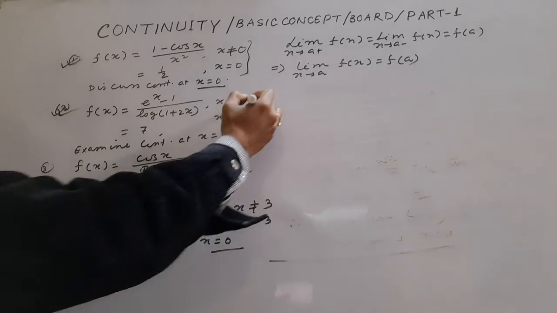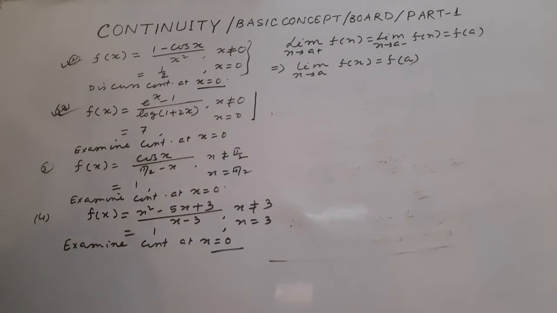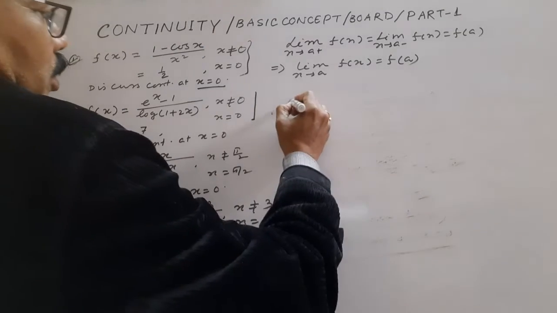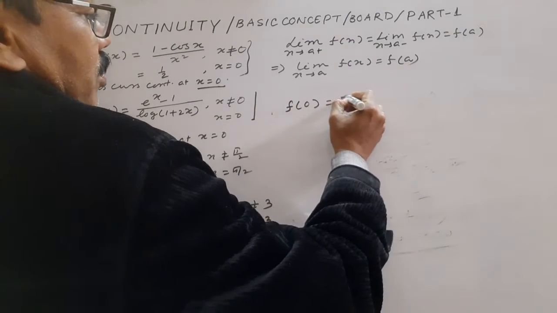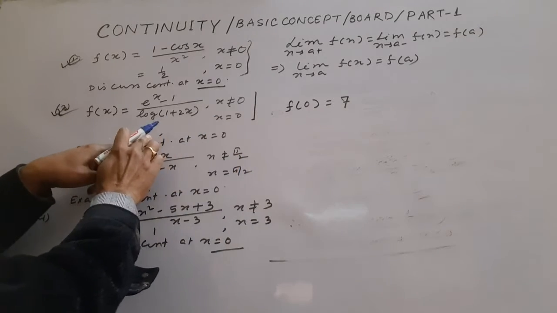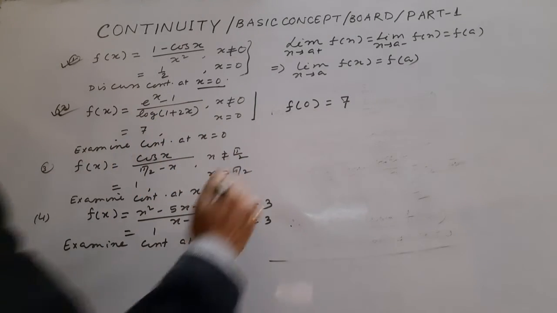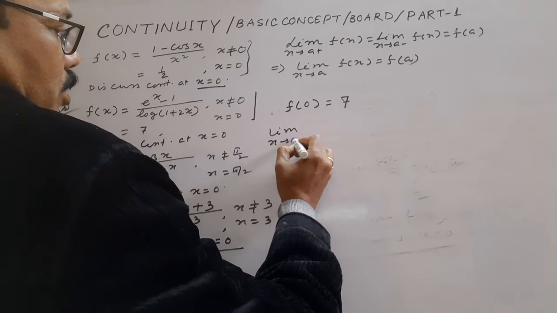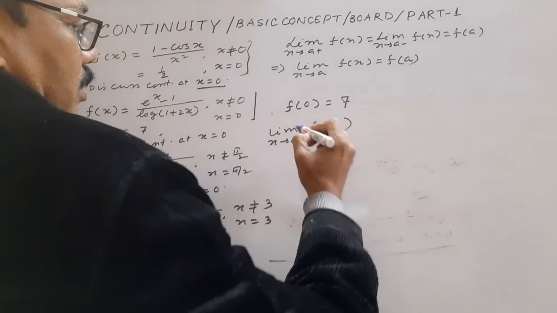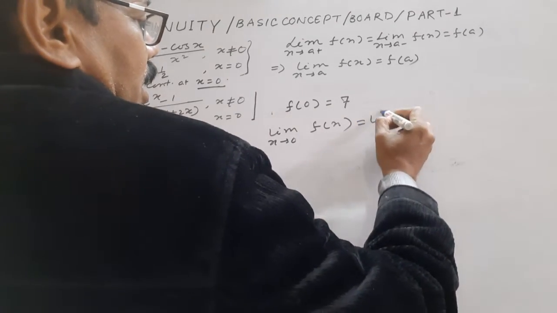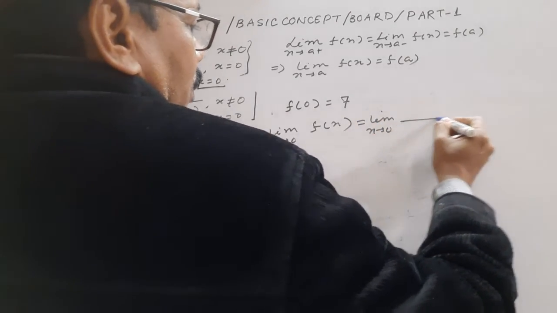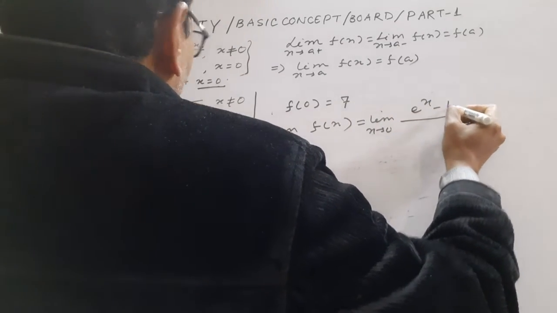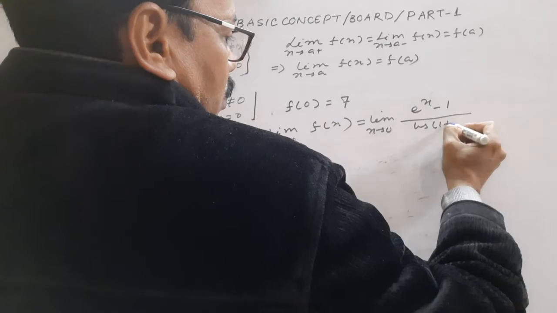So look, here also a condition is imposed on x equals to 0. So what is f0? f0 equals to 7. The function value is 7. Now what is the limiting value? Limit x tends to 0 fx equals to limit x tends to 0. What is fx? E to the power x minus 1 by log 1 plus 2x.